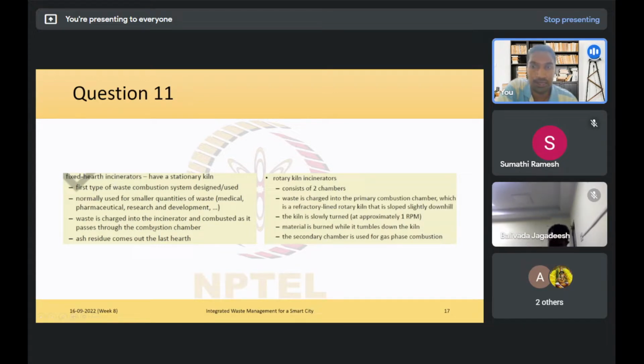Right? So the waste gets into the incinerator, gets combusted, and then the ash comes out. So that's all that happens in the fixed hearth. Whereas in the rotary kiln, we have two separate chambers. In the primary chamber, the waste is charged and then it slowly rotates. The slow rotation creates turbulence, and air also gets mixed. Once the material starts burning, whatever gas or volatiles are released enter the secondary chamber, where the second phase, or gas phase, combustion takes place. So those are the two types of incinerators.